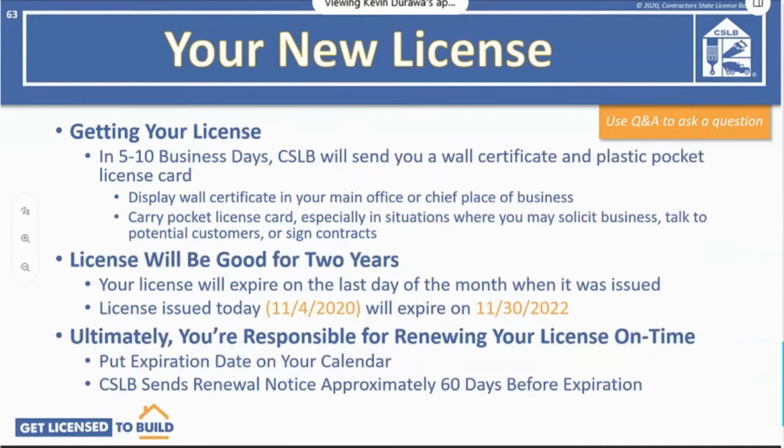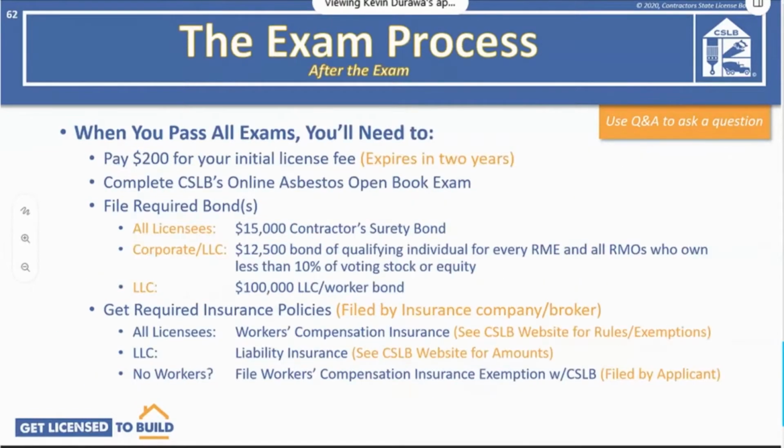And you'll need to get your required insurance policy. If you have employees, you'll need to get workers' compensation insurance. If you're going to be an LLC, you'll also need liability insurance. See our website for more information on that. Please note that your insurance company or broker can submit your insurance information to CSLB directly on our website. If you don't have employees, you must file a workers' compensation exemption form with CSLB. You can do that online as well.